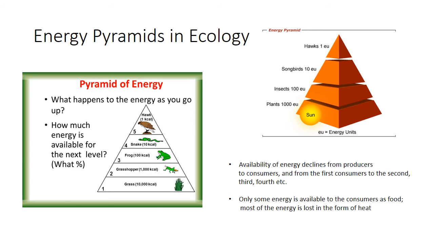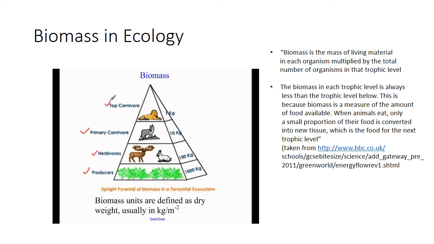So energy is not utilized in living systems as nicely as it is utilized in machinery that is built by people and humans and optimized to work in energy saving regime. Then another thing, biomass. Biomass is mass of living material in each organism multiplied by the total number of organisms in that trophic level, right? And here you see the same law of decreasing of the amount of biomass when we go from lower level of the pyramid in ecosystem to a higher level.